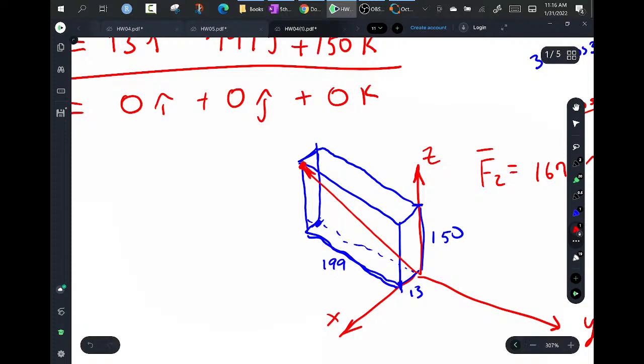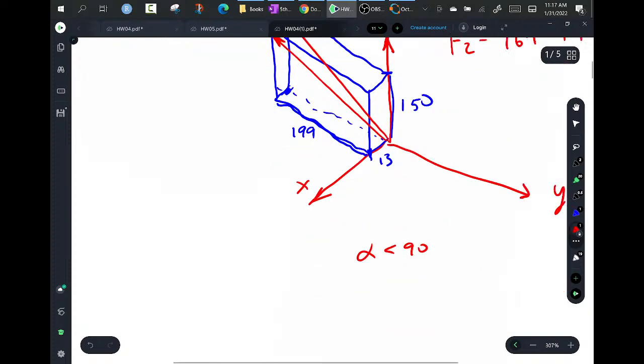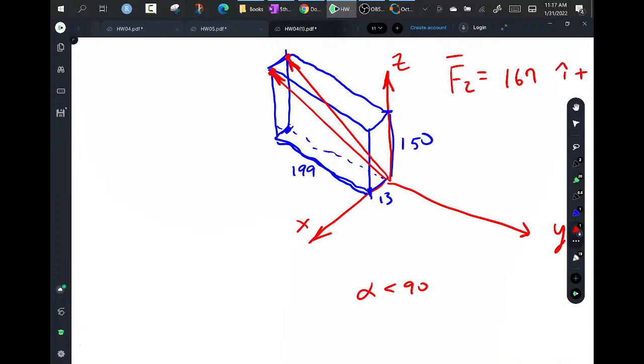So there is the vector. If the vector pointed to this point, then it would be 90 degrees. In other words, if you took off the 13 and you had a vector that went to right here, in fact, alpha would be 90, but it's moved away from that plane a little bit. So it's going to be slightly less than 90.